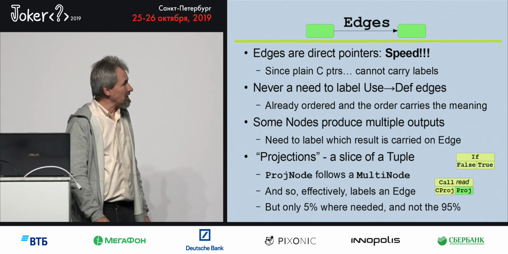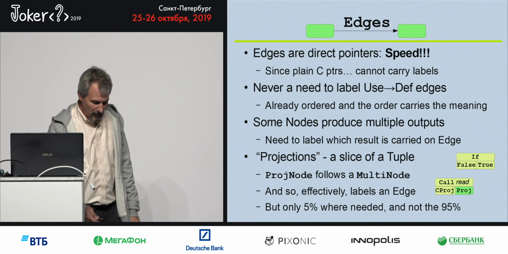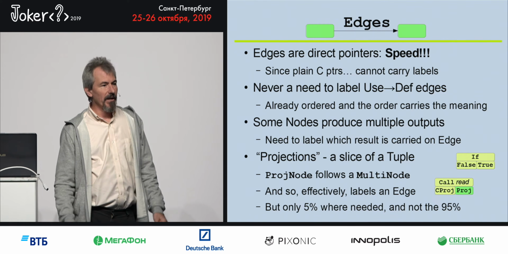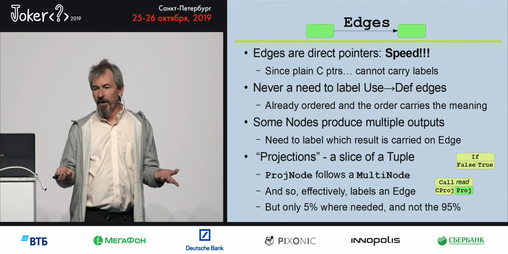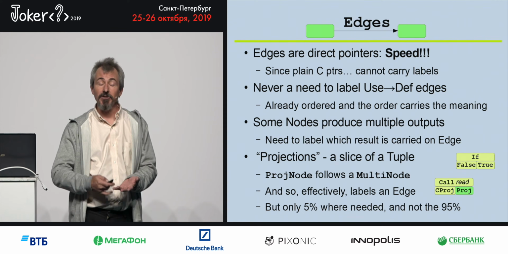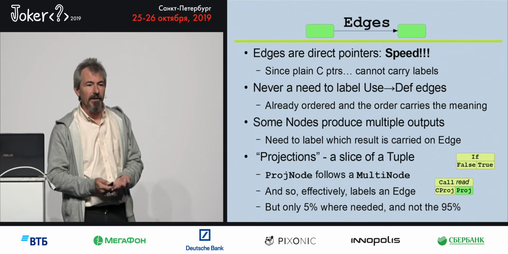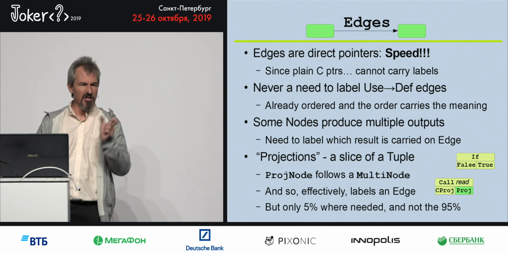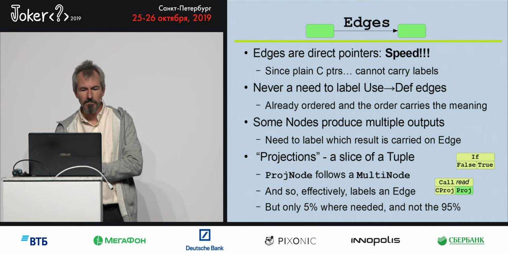And effectively, that lets me label an edge. But I only end up labeling the edges where I need to label the edges and not everywhere. That gives me the 95% case being fast, and the 5% case pays the one indirection cost to get to the call by hopping through the label that tells which piece of the call they are actually interested in.